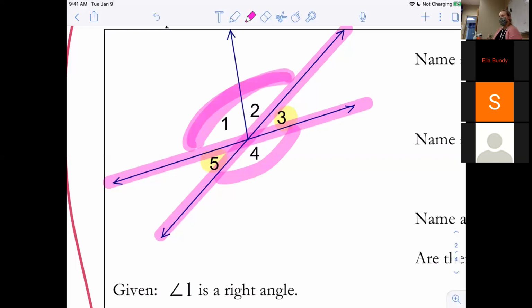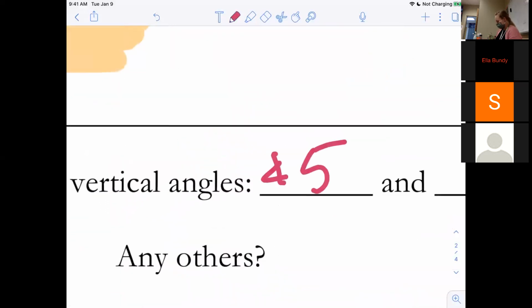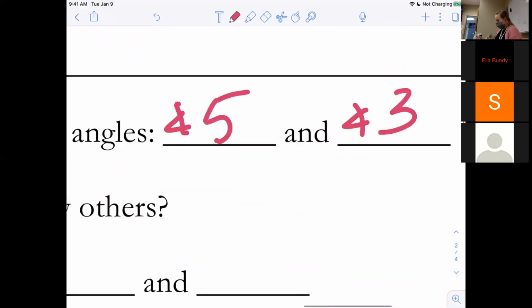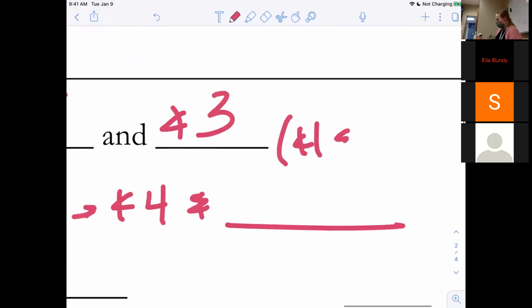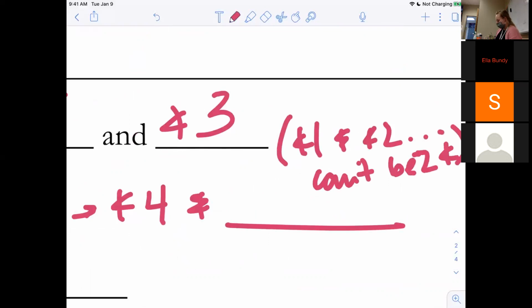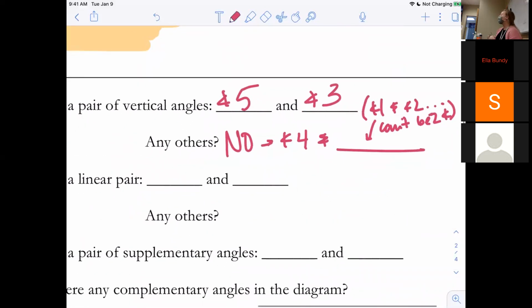If this was a mega angle up there, it would count as a vertical angle to 4, but since it is not, it does not. So for my vertical angles, I'm going to write 5 and 3. And for any others, I'm going to say no. It would be angle 4 and something, but since it's angle 1 and 2, it can't be 2 angles essentially. It must be 1. If angles 1 and 2 together were just 1 angle, or if they were named with points, I could make that work, but since they're not, I can't.